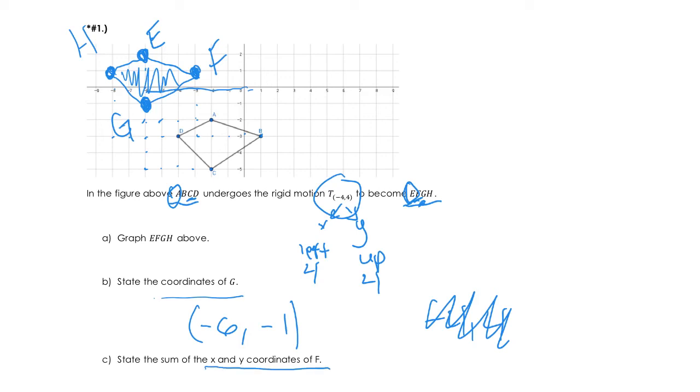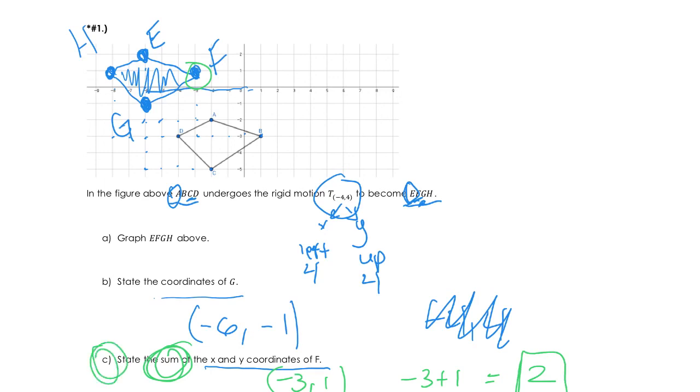State the sum of the x and y coordinates of F. Okay, well, what are the coordinates of F right here? (-3, 1). Those are the coordinates. Sum means add them, so -3 plus 1 equals -2.